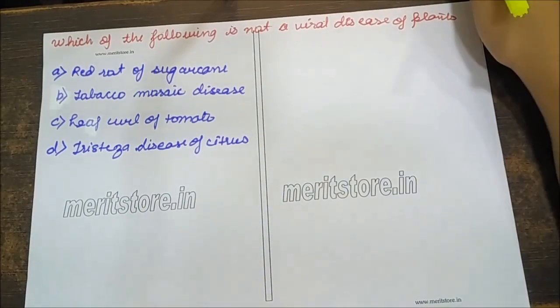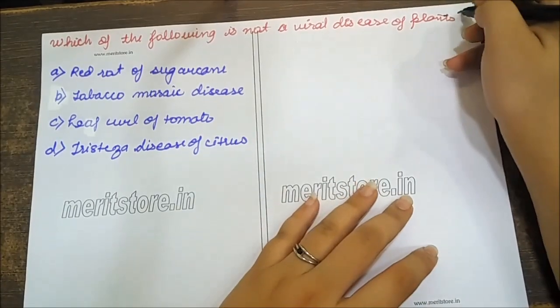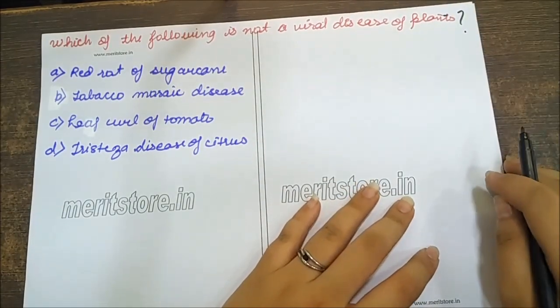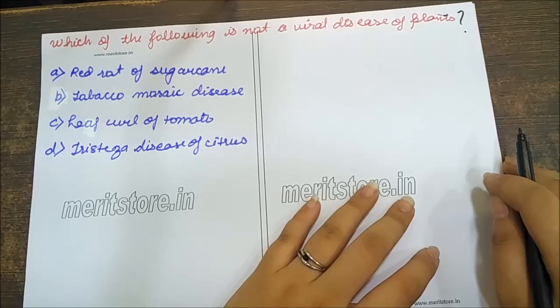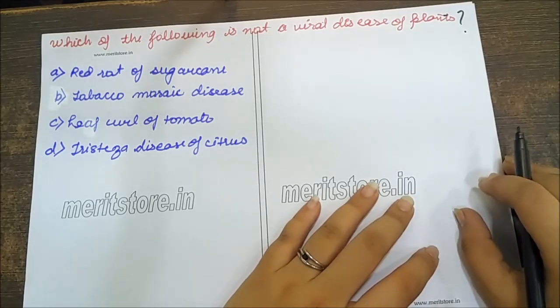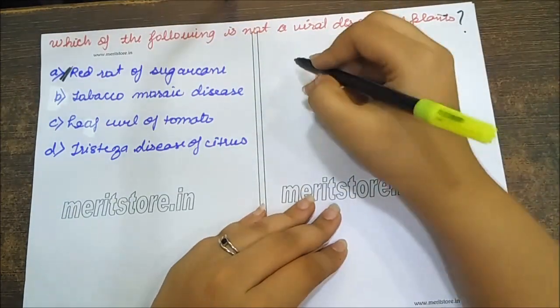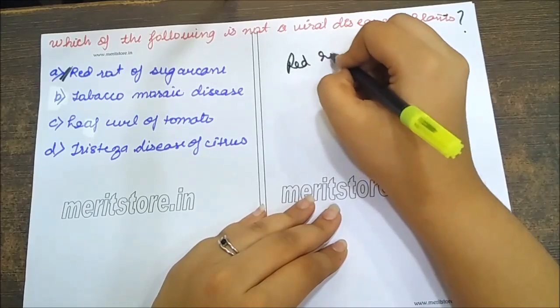Let's move on to the next question. Which of the following is not a viral disease of plants? Red rot of sugarcane, tobacco mosaic disease, leaf curl of tomato, or Tristeza disease of citrus. The answer for this is red rot of sugarcane.